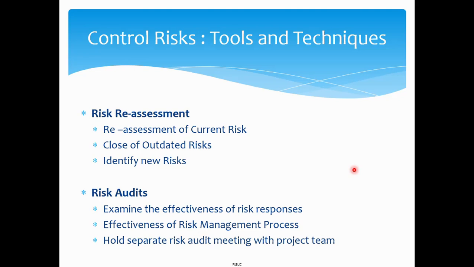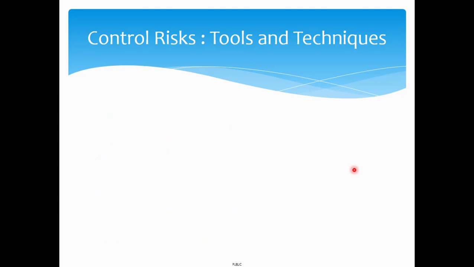There can be risk audits by the risk divisions to examine how effective you, as a project manager, have been in using the risk responses that have been agreed upon with the stakeholders, and how effective the risk management process is. You can hold separate risk audit meetings with the project team. Maybe your internal organization audit team will do risk auditing with your project team on how well you have been tackling the risks that you have already identified.